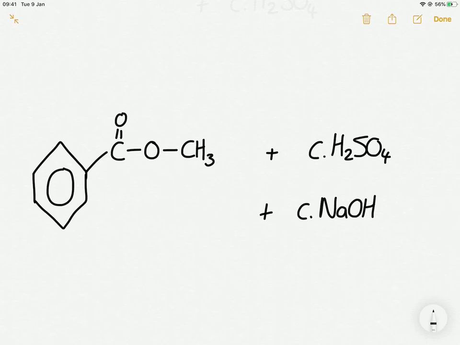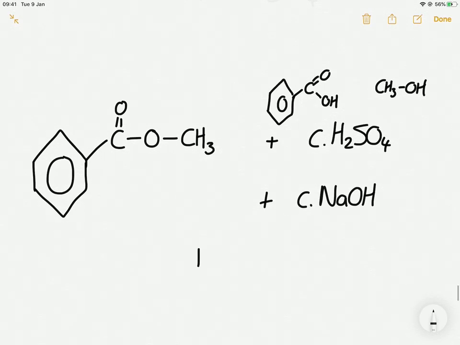This time we have an aromatic ester. You could hydrolyze this using conc sulfuric acid or using conc sodium hydroxide. So think about the esters topic. What would your products look like? So if you used conc sulfuric acid, you can have a carboxylic acid. And you can have methanol.